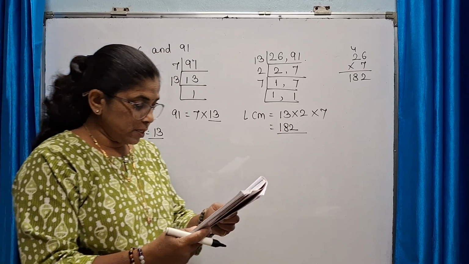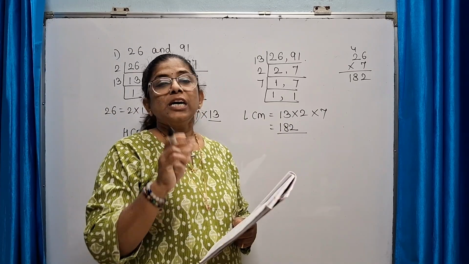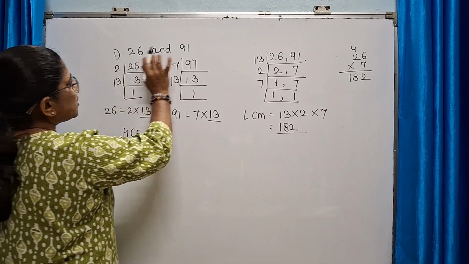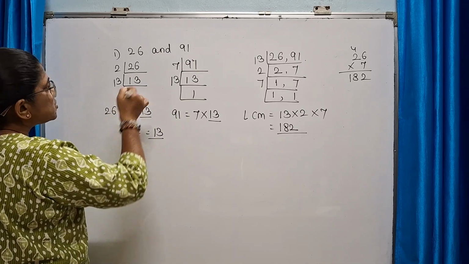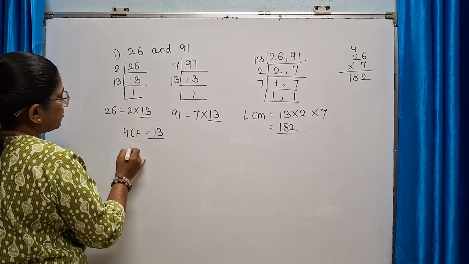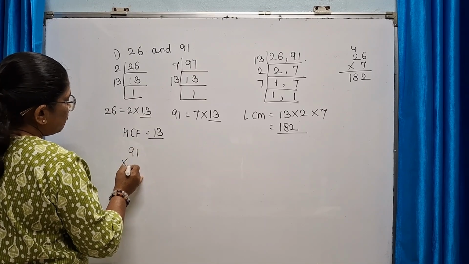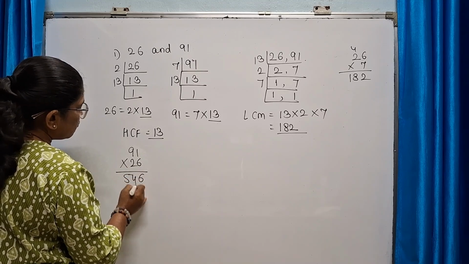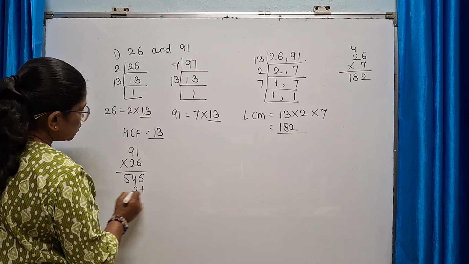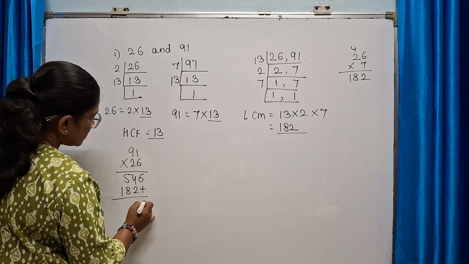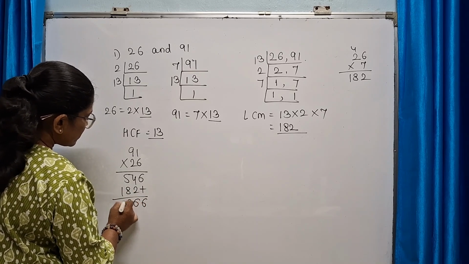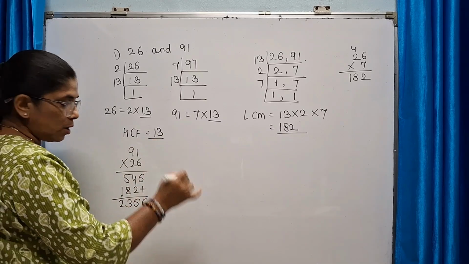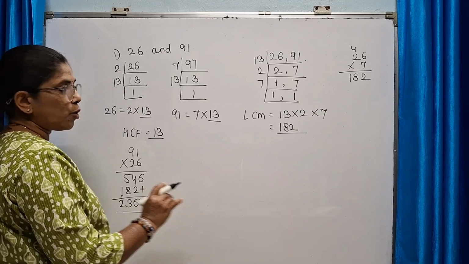Now the next part is to verify the relation between HCF, LCM and the numbers. The numbers are 26 and 91, so let's multiply them. We multiply 91 into 26. 6 ones are 6, 6 nines are 54. Let's add: 2 ones are 2, 2 nines are 18. Adding gives 6, 6, 3, 2. So 2366 is the product of the numbers.